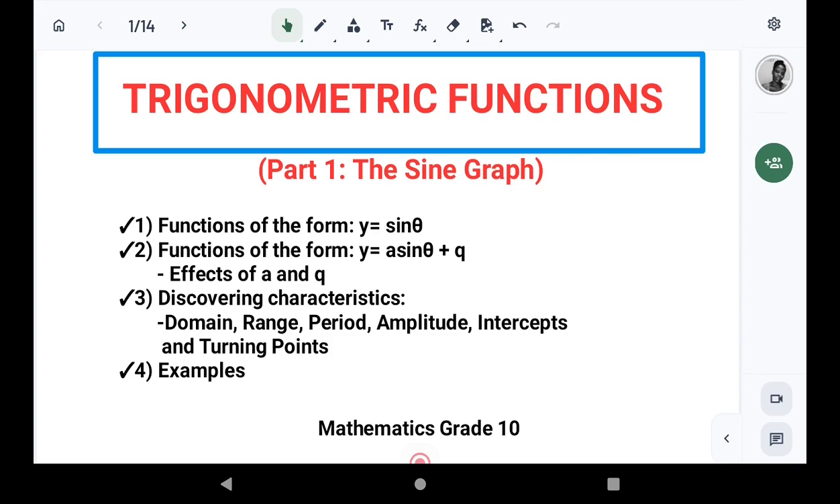And in this video, we're going to look at part 1 of a 3-part series of trigonometric functions for mathematics grade 10, and that is the sine graph.